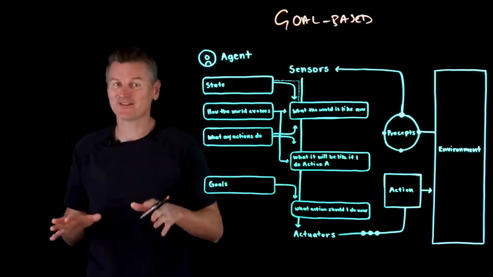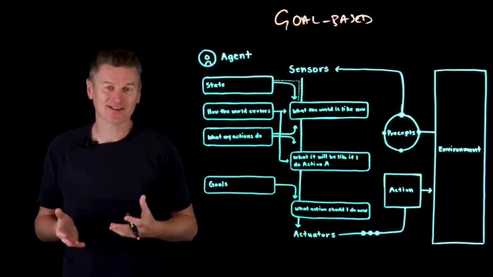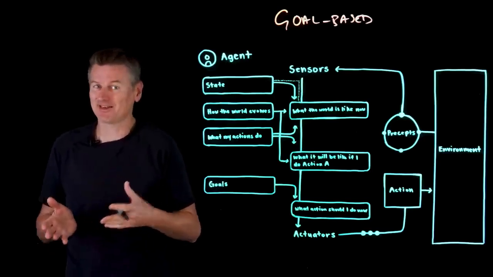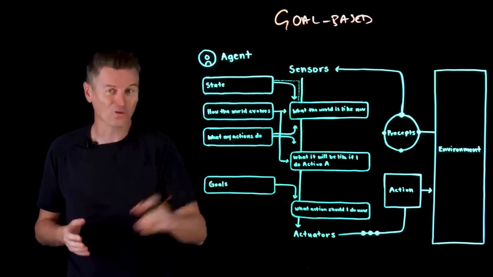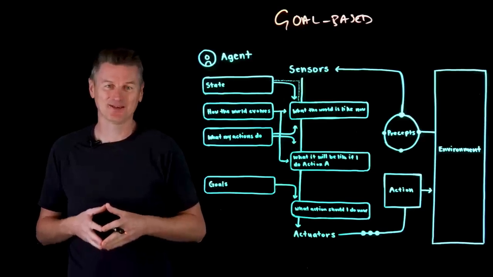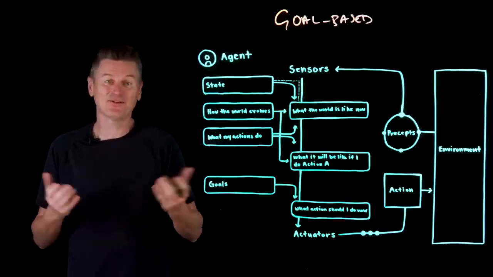Now that's a shift in decision making. The agent isn't just asking what action matches this condition, it's now asking what action will help me achieve my goal based on the current state and predicted future. So consider a self-driving car.